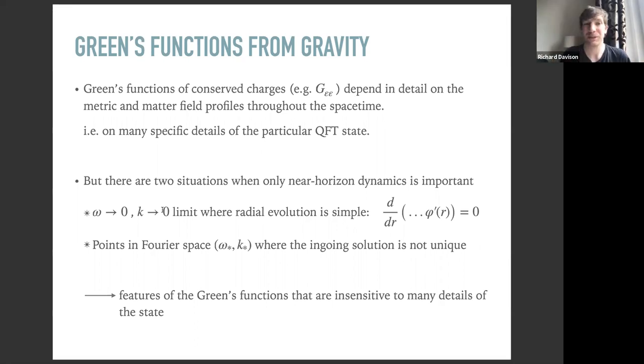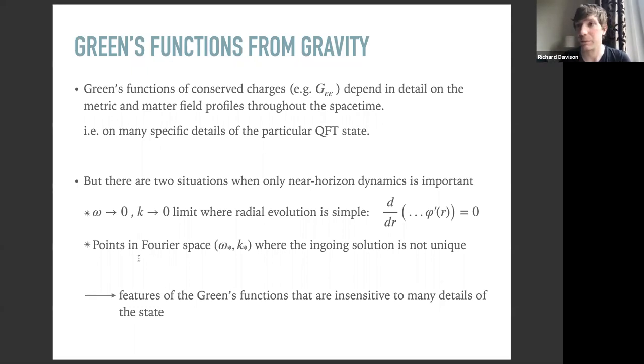And the reason for that is in the limit of small frequencies and small wave numbers, the radial evolution of your field, phi of r, becomes very simple. So usually there'll be a radial conservation equation, which means if you know what's happening near the boundary, that tells you in a very simple way what's happening near the horizon. And so you can extract the Green's functions in this particular limit without a complicated radial evolution. So this tells us things like DC conductivities and so on. It allows us to express them just in terms of what's happening near the horizon.